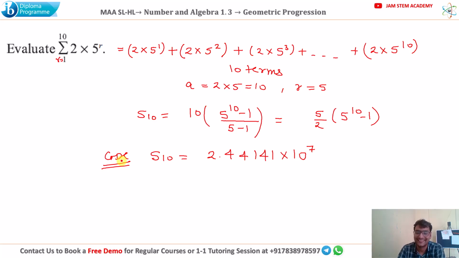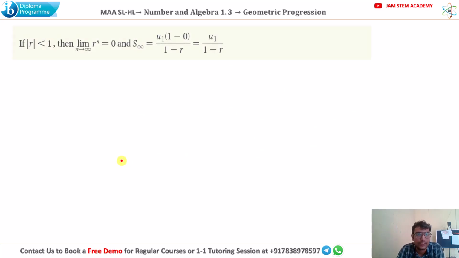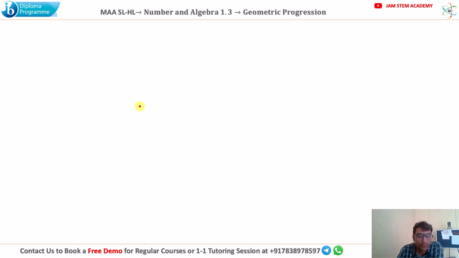Okay, that was sigma representation. Next, if the sum of infinitely many terms is to be calculated for the geometric progression. What is that? See, if we have 2 plus 4 plus 8 plus 16 plus 32, if I add infinitely many terms of this sequence, what will be that?